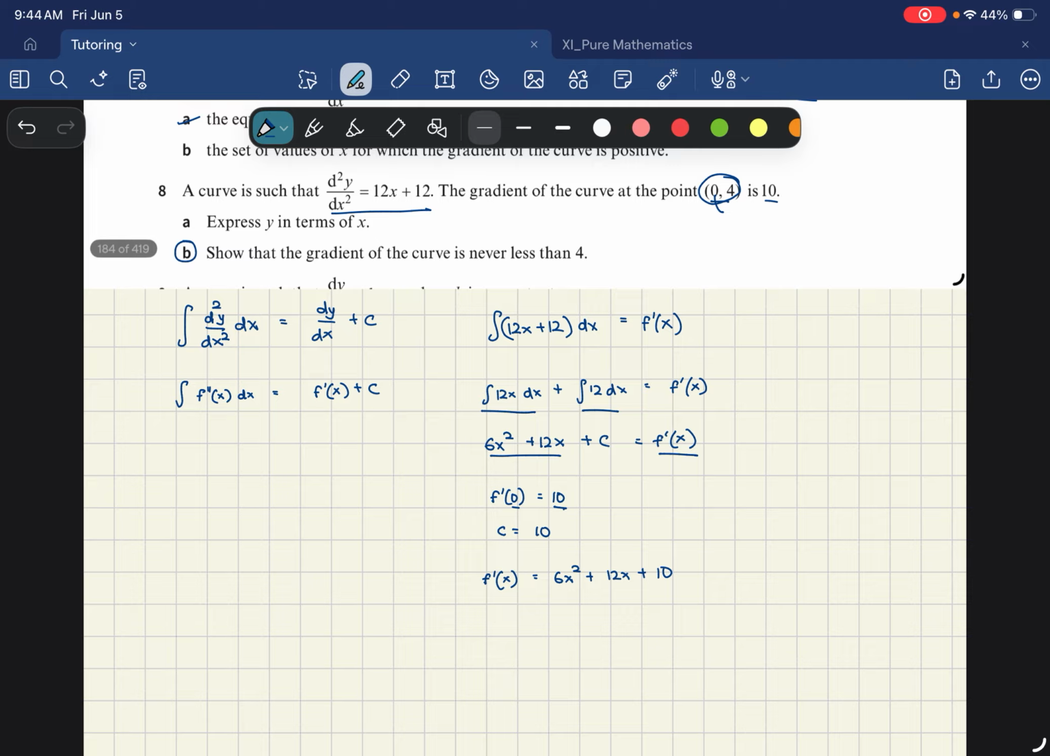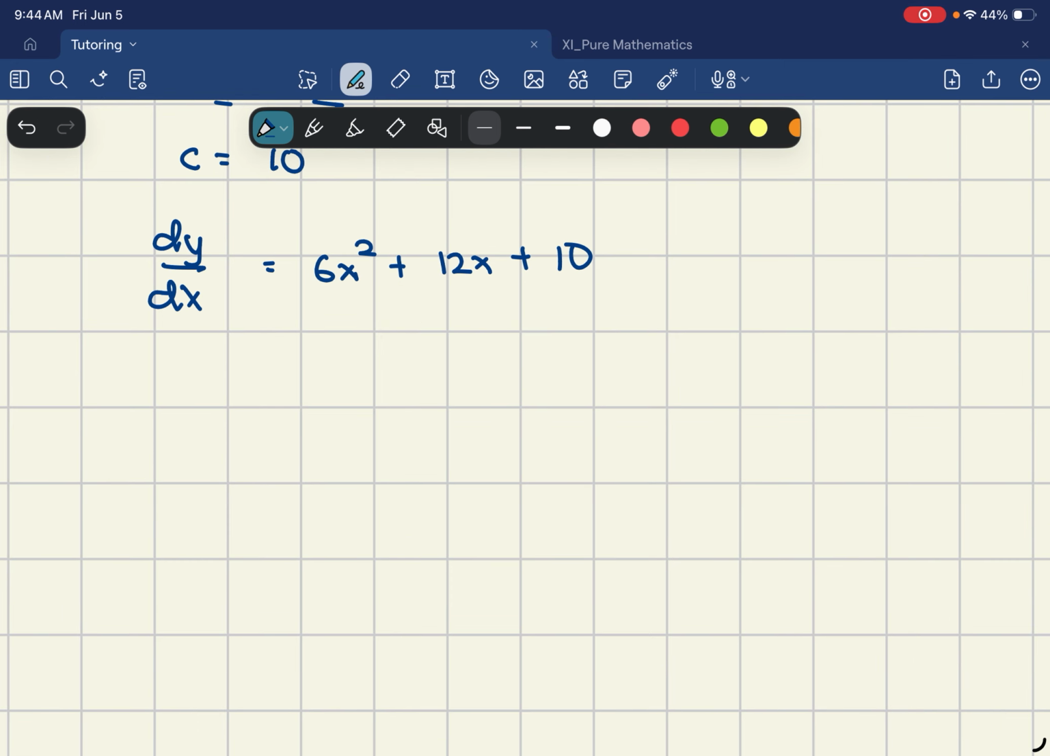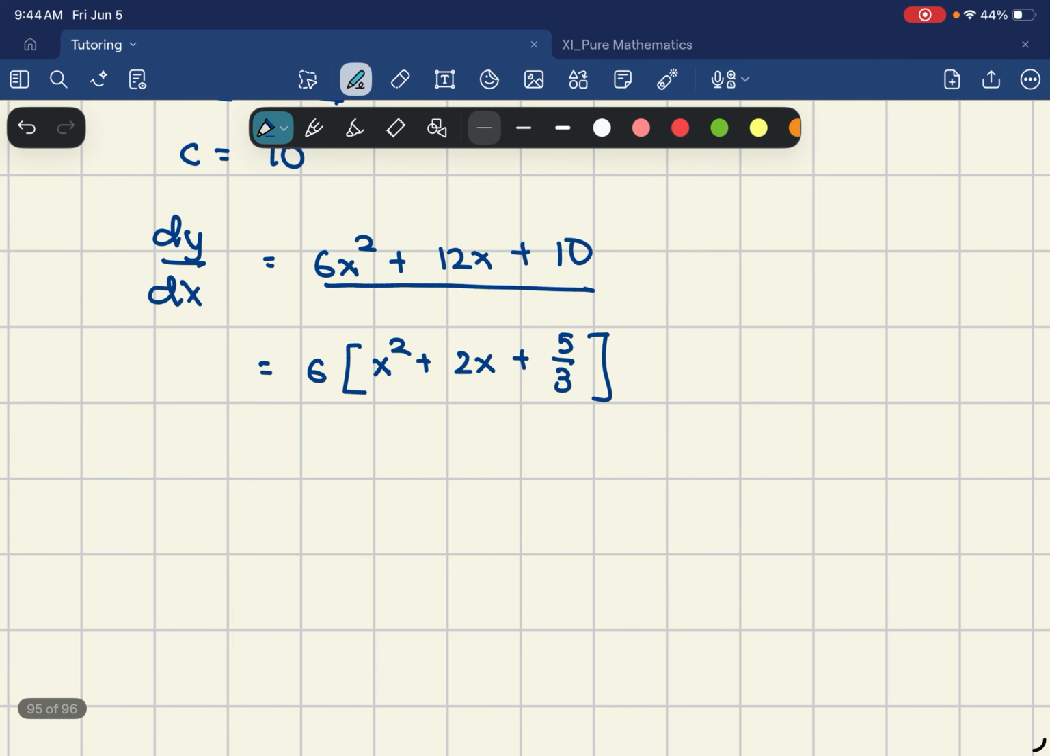So let's solve b first, because I've set up the question in a way that b becomes very easy to solve. It says, show that the gradient of the curve, which is f dash of x, or dy by dx, is never less than 4. To do so, we will complete the square. I believe that is the easiest method. So let's factor out a 6. If you factor out a 6, you have x squared plus 2x plus 10 over 6, which is going to be 5 over 3.